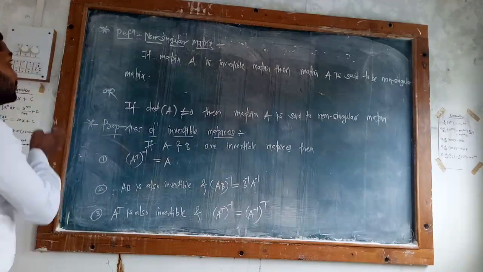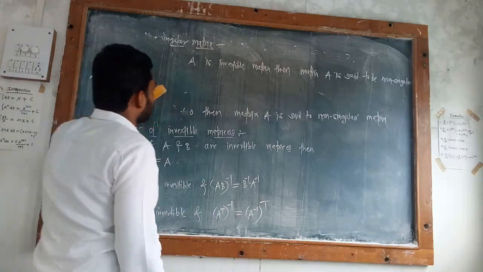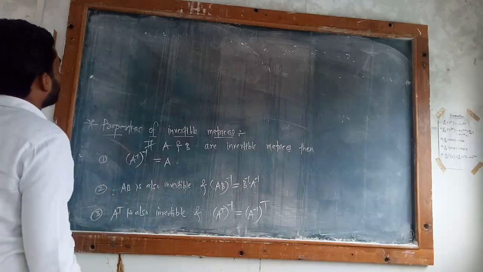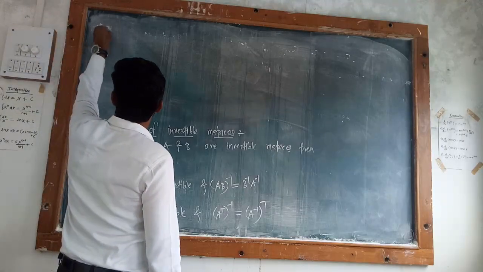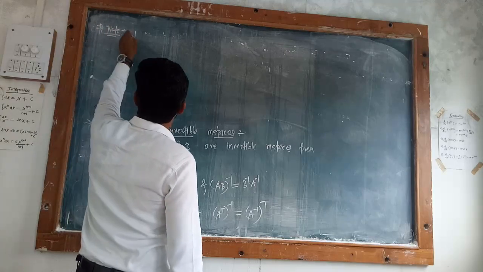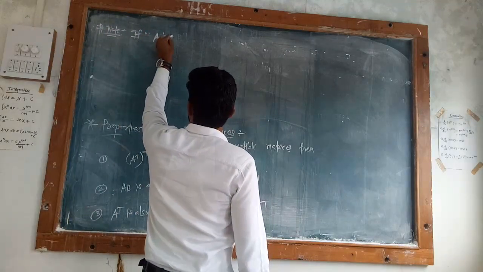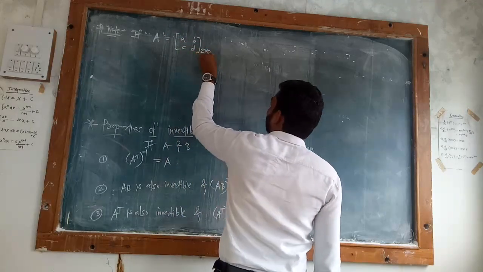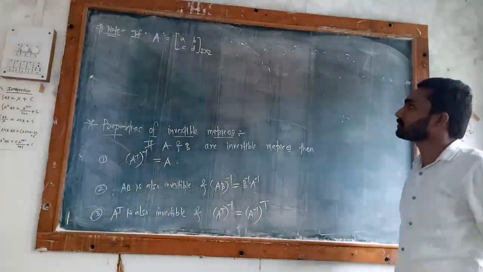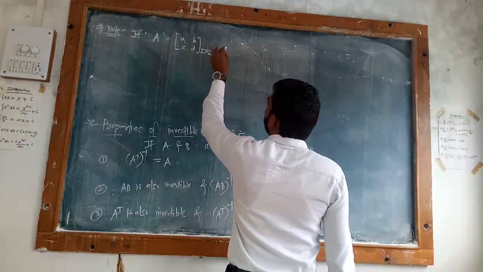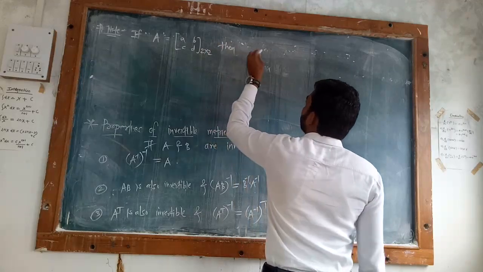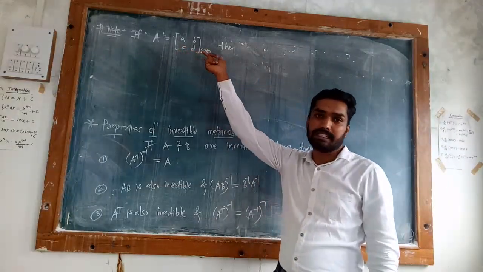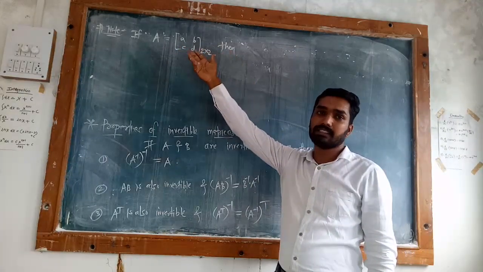Let us write down a note on invertible matrices, and then we can check these properties. Write down the note: if matrix A is a 2 cross 2 matrix, that is [a, b; c, d], this is your 2 cross 2 matrix, then this matrix A inverse exists. This matrix is invertible.